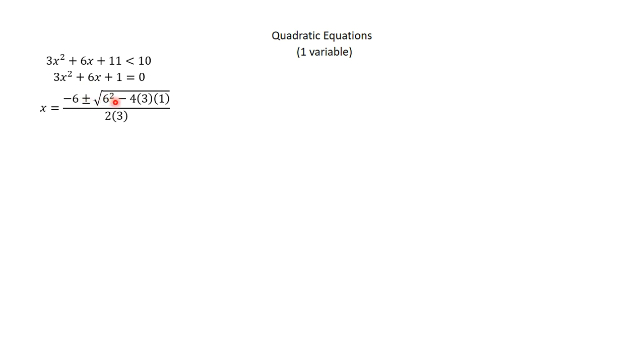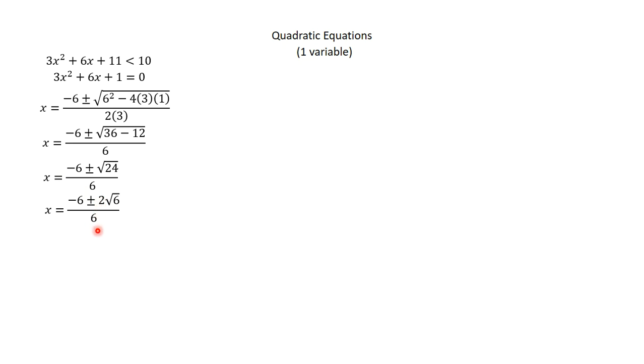Negative 6 plus or minus the square root of 6 squared minus 4 times a times c, that's 3 times 1, over 2 times a, that's 2 times 3. We can simplify. 6 squared is 36, minus 12, and that'll be over 6. 36 minus 12 is 24. And so we have negative 6 plus or minus root 24 over 6. Root 24, that's 4 times 6, which the 4 can be square rooted to be 2 root 6. So you have negative 6 plus or minus 2 root 6 over 6.